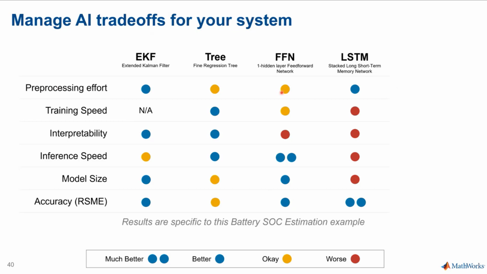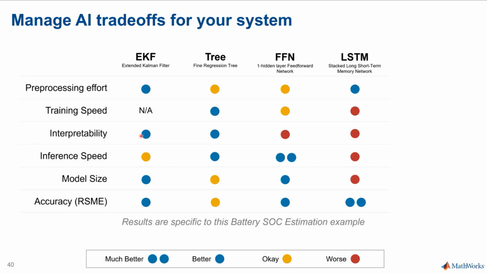So for some steps, there is some pre-processing effort you need to do. For the tree or the FFN, you needed to use averages, you needed to add some more features. The training effort is very low for the extended Kalman filter because you don't need to train. Then the tree is very fast to train. The feed-forward neural network was a little bit slower, and the LSTM takes a long time because it has a lot of parameters that need to be trained.